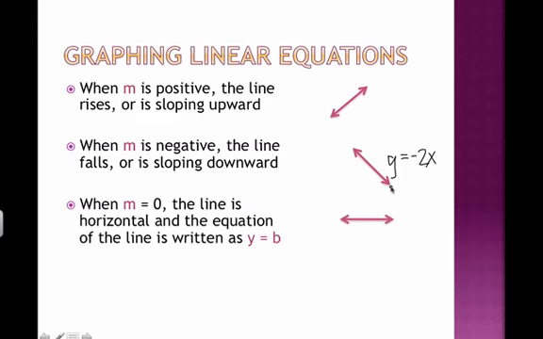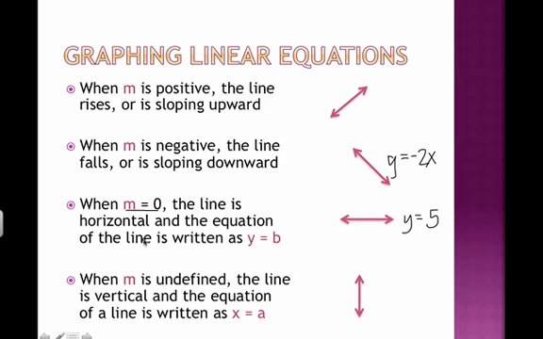Now we're going to go into two special types of line. When our slope is 0, meaning that all we have is something like y equals 5, there's no x variable in this equation, just a number, and it's y equals that number. We have a horizontal line. This means that your slope was 0.